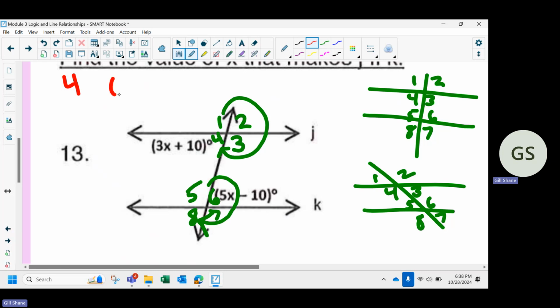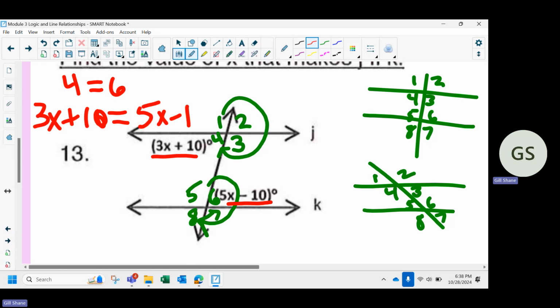Angle 6. Well, now I just say, are they both even? In this case, yeah, they are. So if they are both even, then they are equal. Now I just plug in the equation, or it's not really called an equation. I just say, angle 4 is 3x plus 10. So that has to equal 5x subtract 10. Now you have to know how to do the algebra.